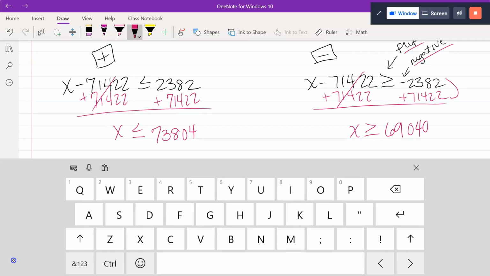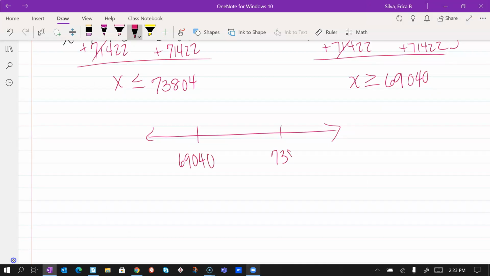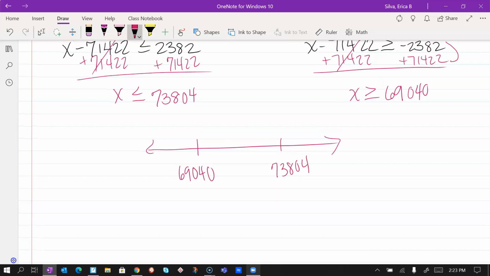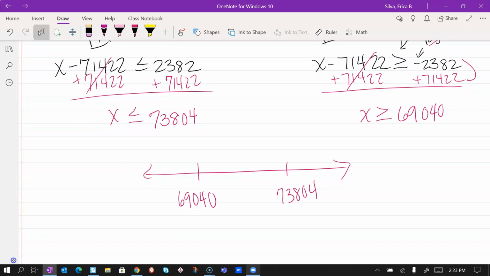All right, so now we're going to graph it. Smaller number on the left and our larger number on the right. So that, guys, the physical therapist salary could be between $69,040 and $73,804. Now, if we use these little circles, are we going to have them opened or closed? Closed.